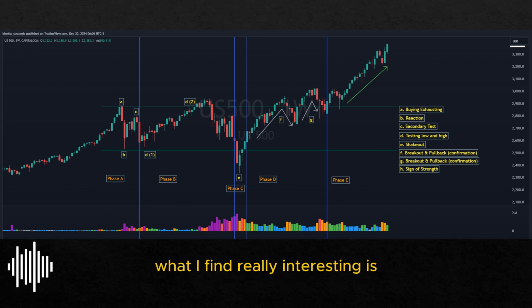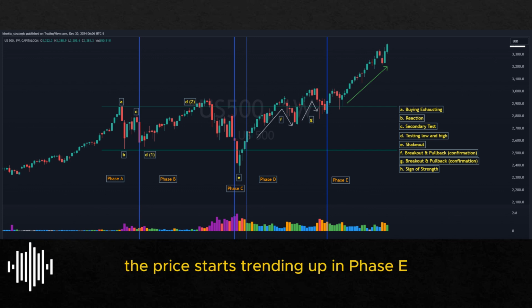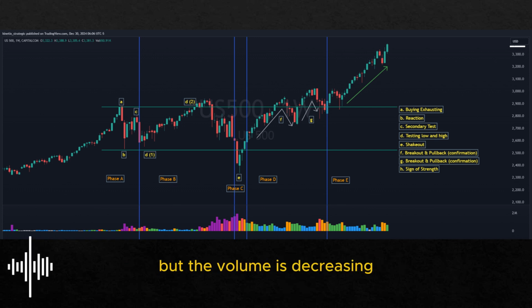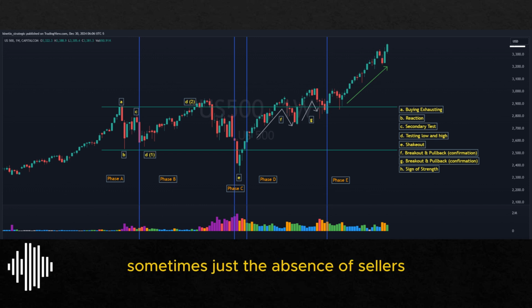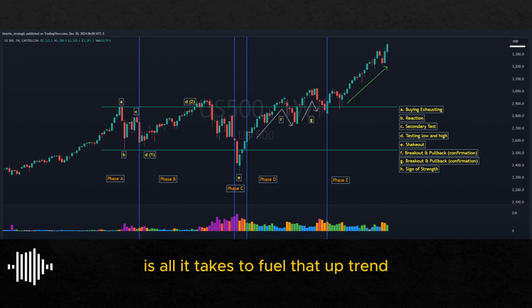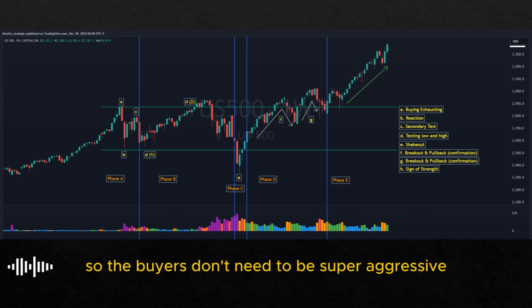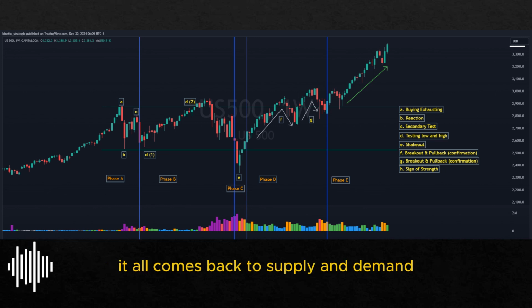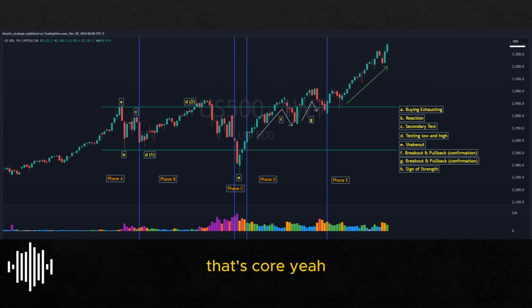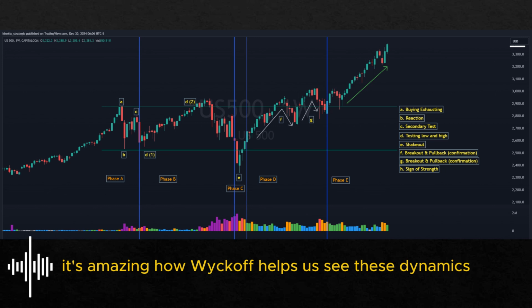What I find really interesting is the price starts trending up in phase E, but the volume is decreasing. Yeah, that's a key takeaway. Even in a big index like the S&P 500, sometimes just the absence of sellers is all it takes to fuel that uptrend. So the buyers don't need to be super aggressive, right? Because there's not a lot of resistance. It all comes back to supply and demand. Exactly, it's amazing how Wyckoff helps us see these dynamics.